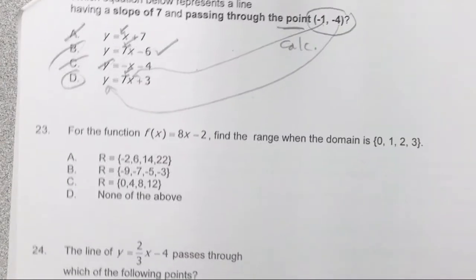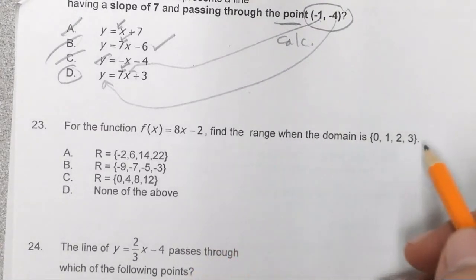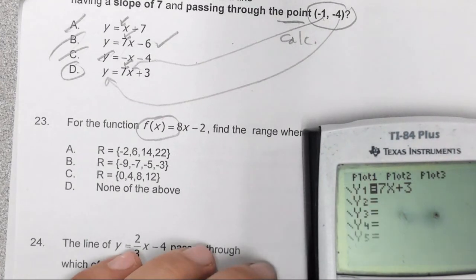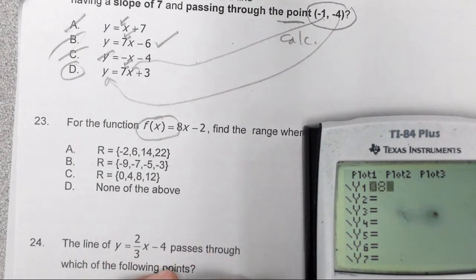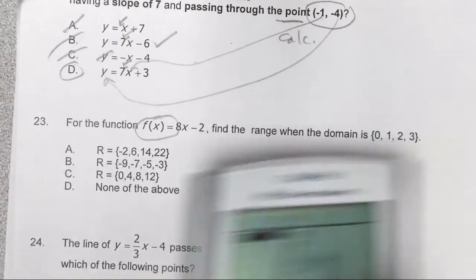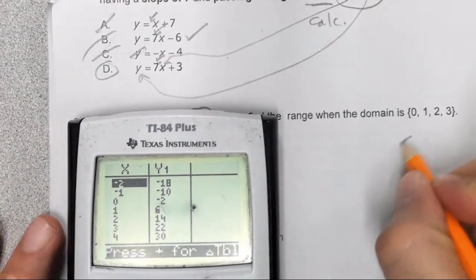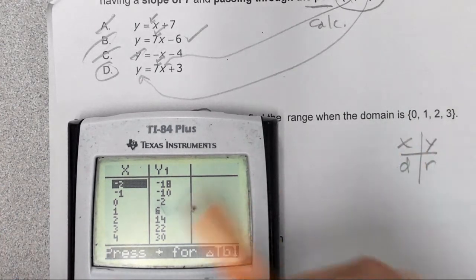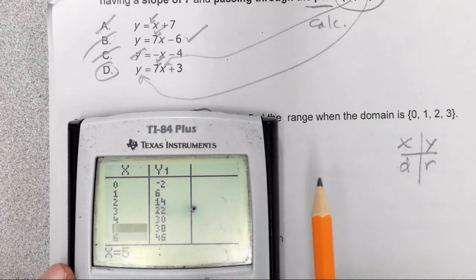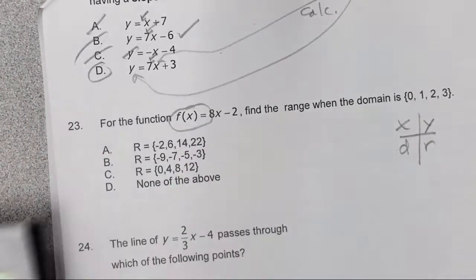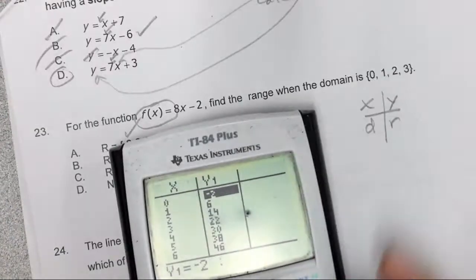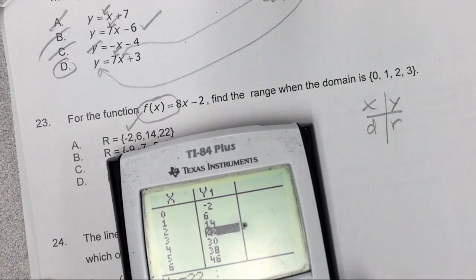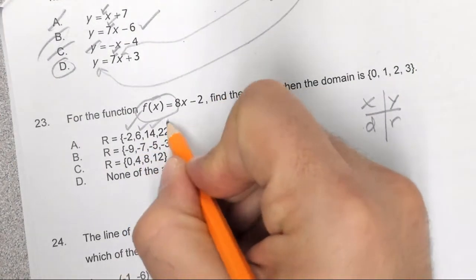Same thing. For f of x equals 8x minus 2, find the range given the domain. Okay, so again, this just means y equals. So again, I'll just go right here, plug it in. 8x minus 2. And go to my table. The domain is the x. When the domain is 0, when x is 0, the range is -2. When the domain is 1, it's 6. When it's 2, it's 14. And when it's 3, it's 22. Answer is A.